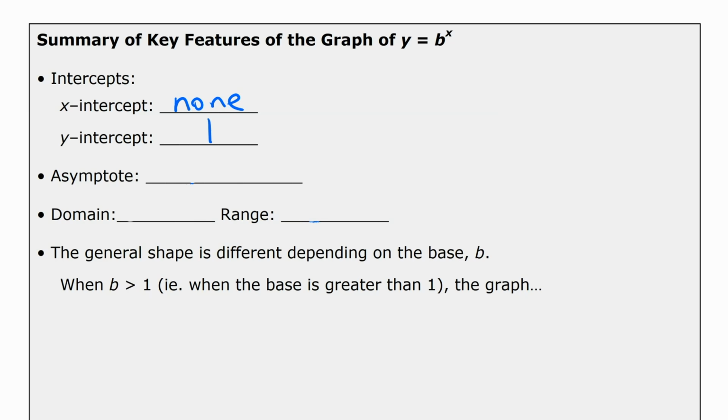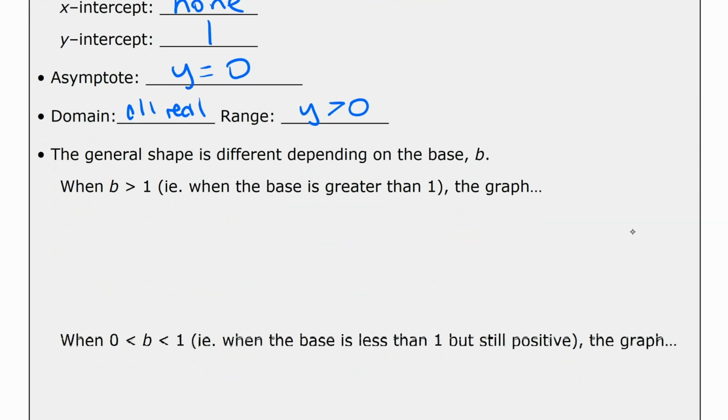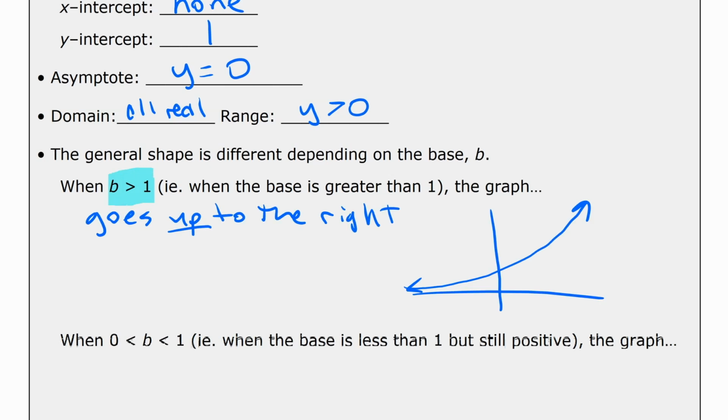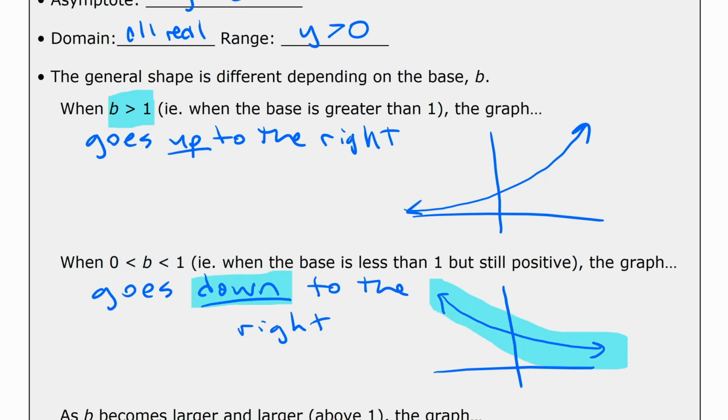And we saw that related to the fact it doesn't have an x-intercept is the fact that it has a horizontal asymptote, the x-axis, whose equation is y equals 0. It has a domain of all real numbers because any x value is possible, whereas the only y values that are possible are the positive ones, greater than 0. In general, the shape of the graph is different depending on the base b. If the base is bigger than 1, it goes up to the right like this. If the base is less than 1 but still positive, then the graph goes down to the right like that.